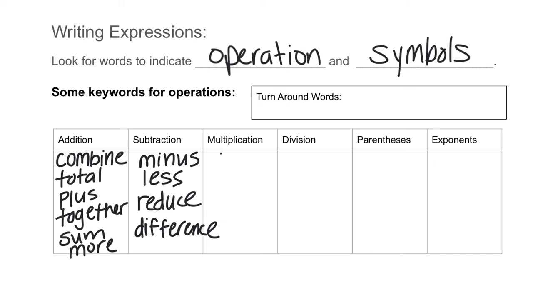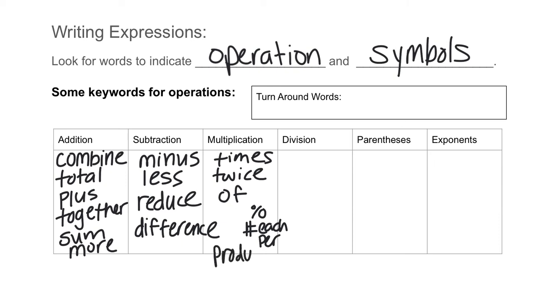Multiplication, obviously times. Or words like twice. That would mean times 2, right? The word of, we don't always think of the word of, but of is a multiplication word. Percentages are always multiplication. And if you have a number followed by the word each or per, that indicates you need to multiply by that number. And then the word product, that's the mathy word for multiply.